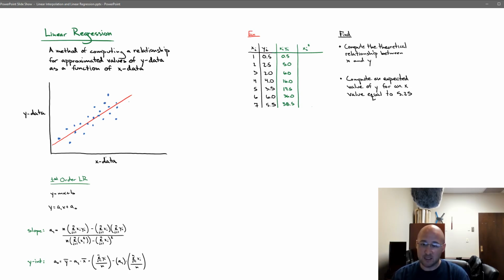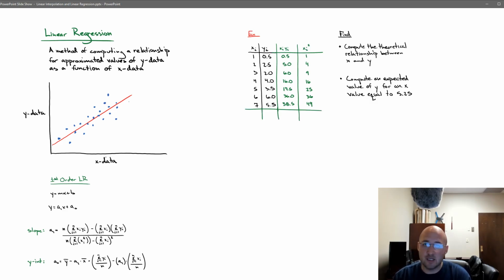For the last column in this table, I'm just going to square all the x values. Now I have counting integers, right? So let's just square up the counting integers. 1, 4, 9, 16, 25, 36, and 49. Now I need to sum all of those up, right? Because in the equations, I have the summation of xi terms, the summation of yi terms, the summation of xi yi, and the summation of xi terms independently squared.